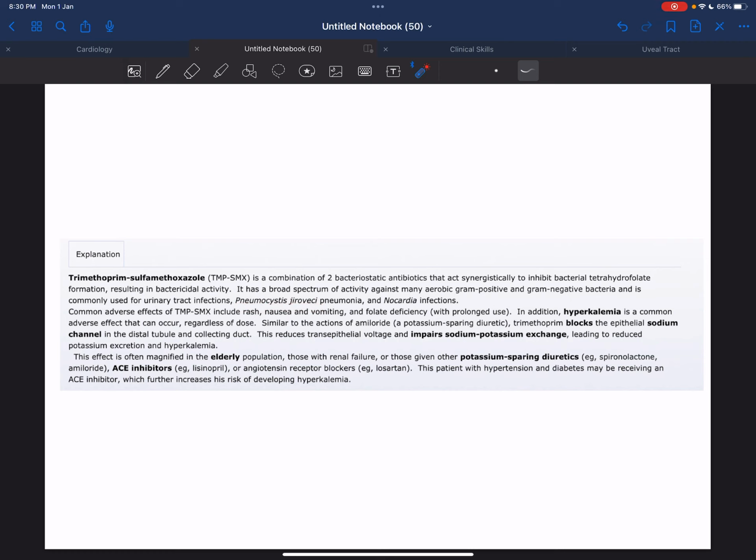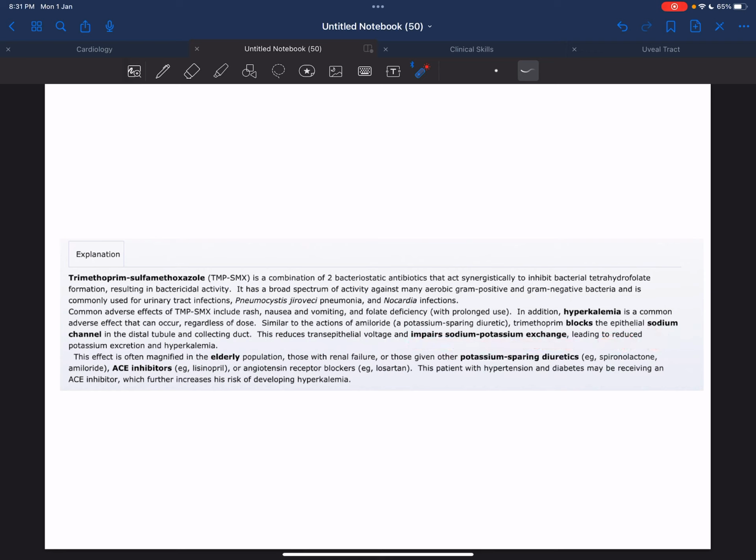Common adverse effects of trimethoprim-sulfamethoxazole are rash, nausea, vomiting, and folate deficiency with prolonged use. In addition, hyperkalemia, which was the answer to our question, is a common adverse effect that can occur regardless of dose. Similar to the actions of amiloride, a potassium-sparing diuretic, trimethoprim blocks the epithelial sodium channel, as we've said, in the distal tubule and collecting duct. This reduces the transepithelial voltage and impairs the sodium-potassium exchange, leading to reduced potassium excretion and hyperkalemia.